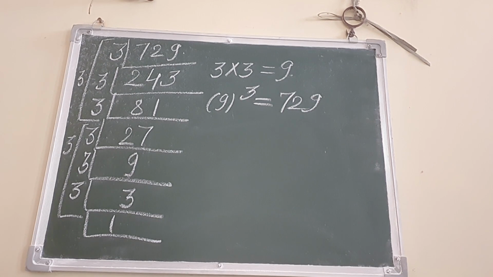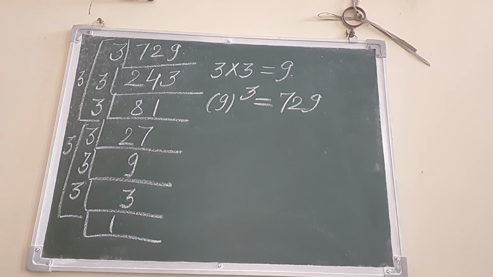729, we are finding it by prime factorization. So since it is an odd number, it is divisible by 3. So it is coming out to be 243. Again it is an odd number, it is divisible by 3. It is coming out to be 81. Again it is divisible by 3, so it is coming out to be 27. Again divisible by 3, so it is coming out to be 9. Again divisible by 3, so it is coming out to be 3, and 3 1s are 3.